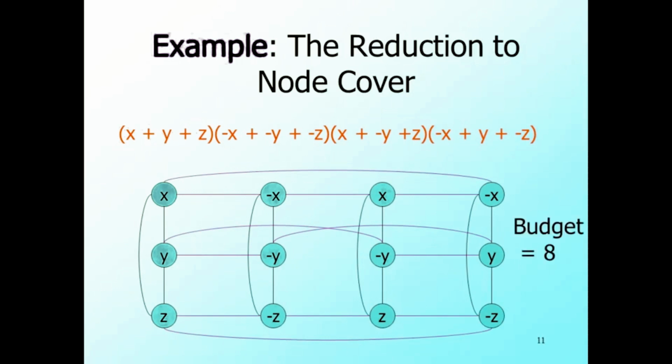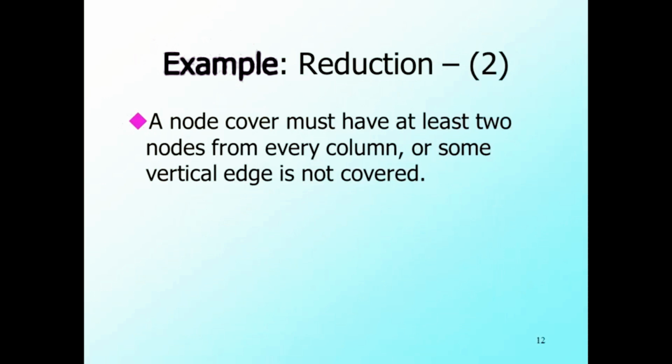And the final part of the output is the budget k. Since there are 4 clauses, the budget is k equals twice that, or 8. The first thing to observe about the constructed graph is that a node cover must have at least 2 of the 3 nodes in every column.